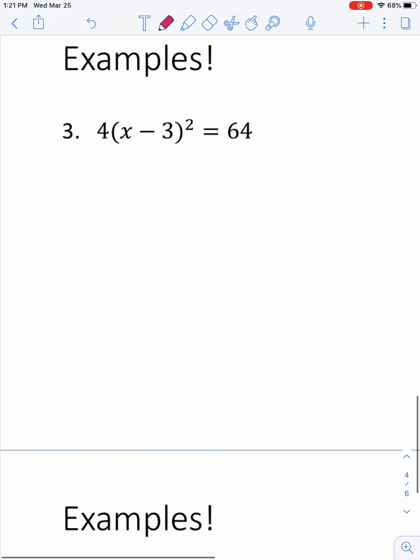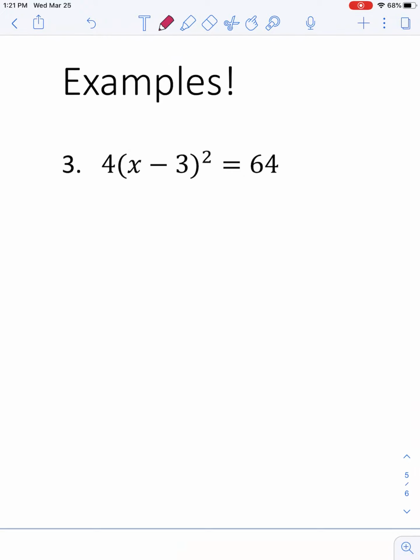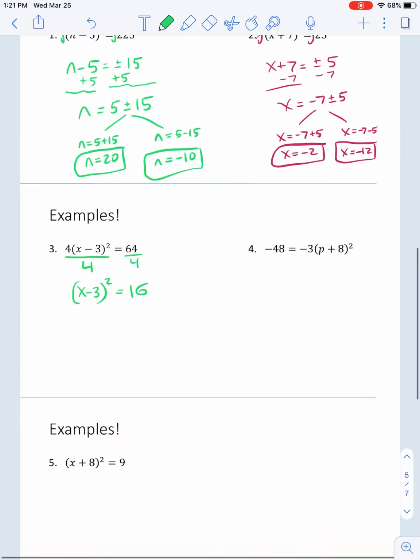On to 3 and 4. Number 3. This time, my squared term is right here, and it's not alone. It has this 4 next to it. Well, I need to get rid of that 4. So what I'm going to do is divide by 4. So I'm going to get x minus 3, still all squared, equals 16.